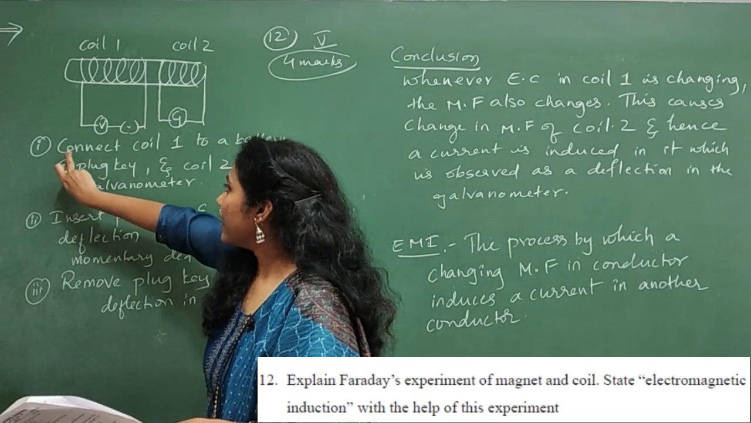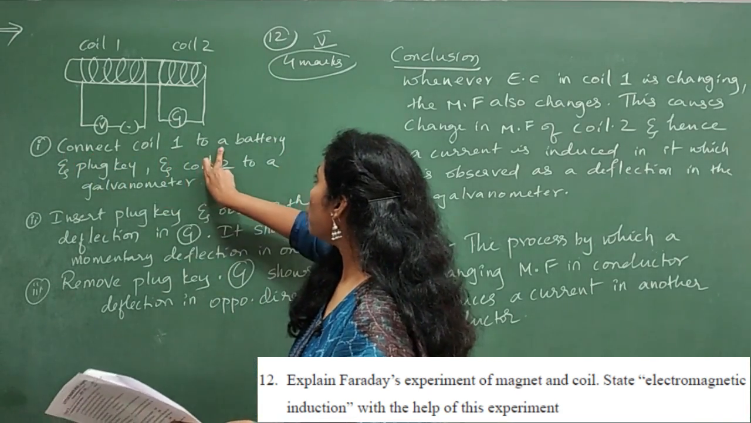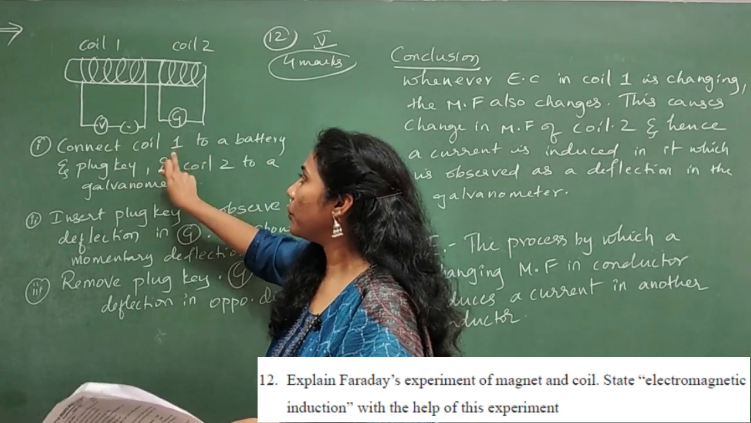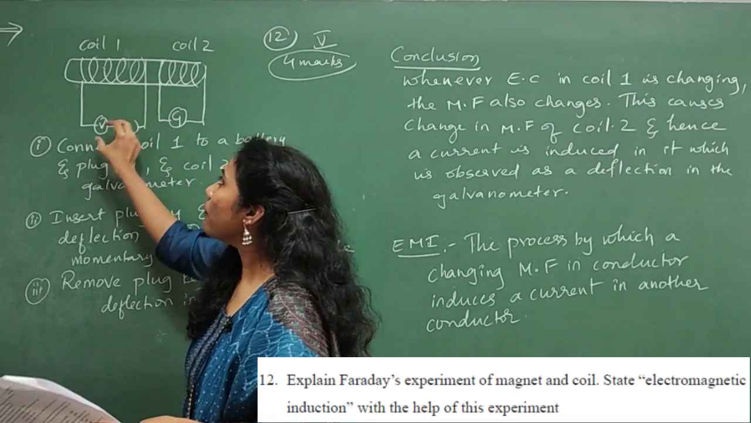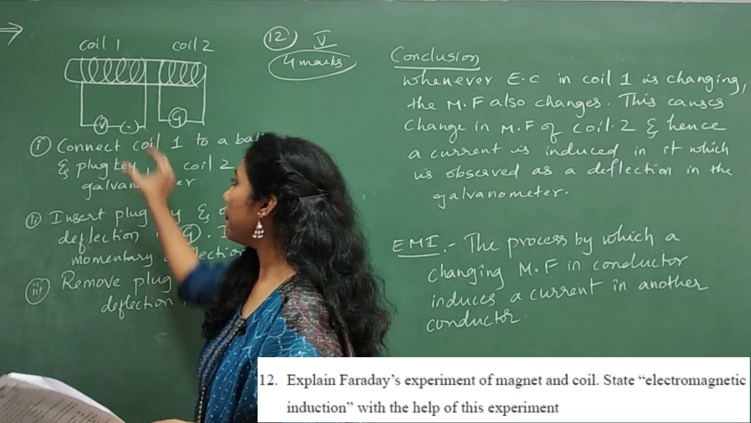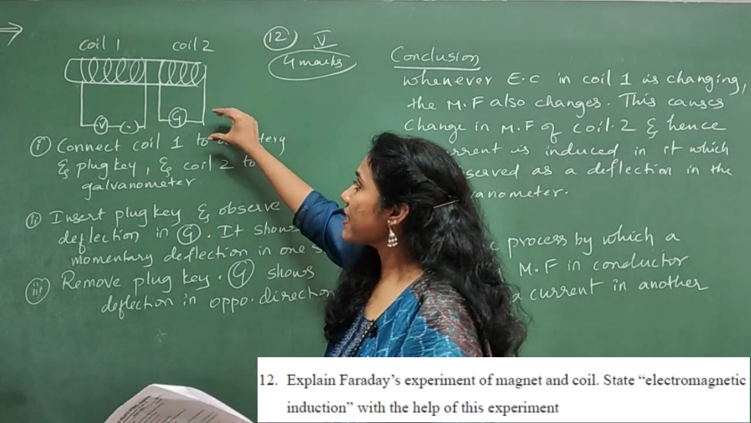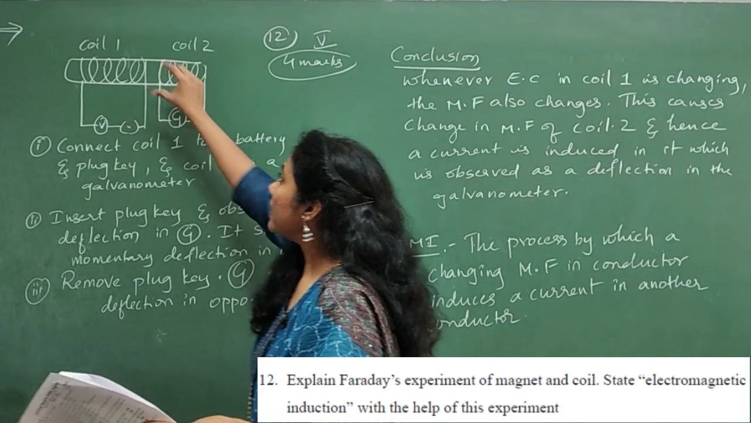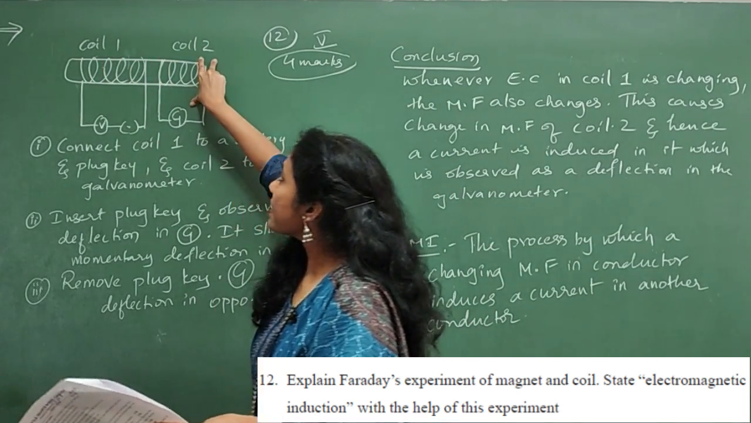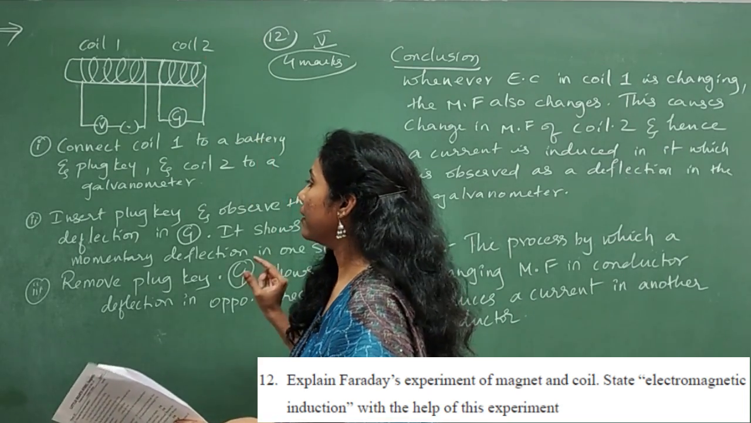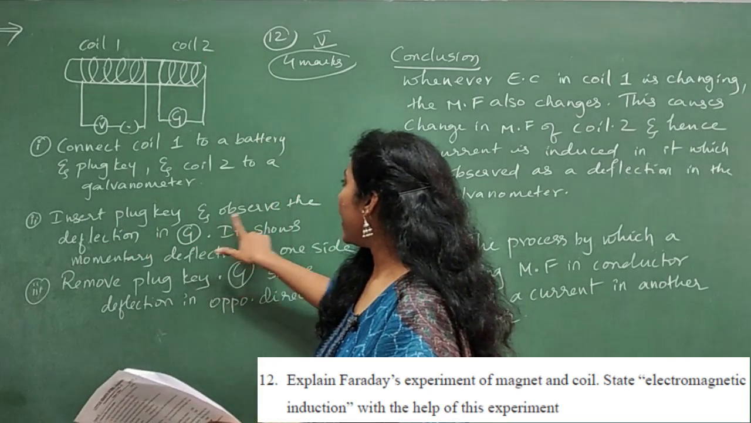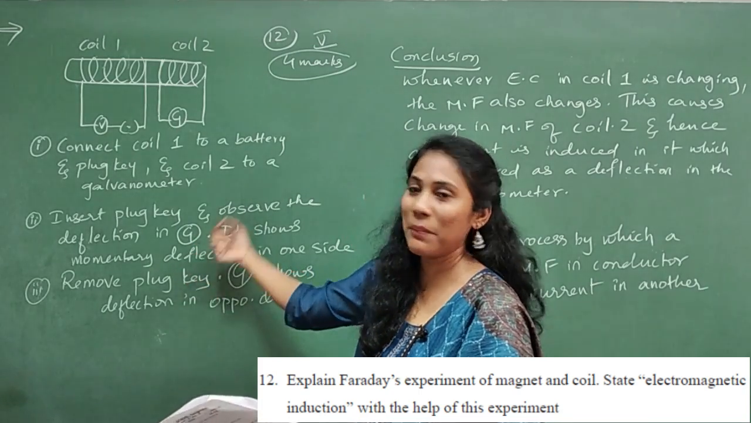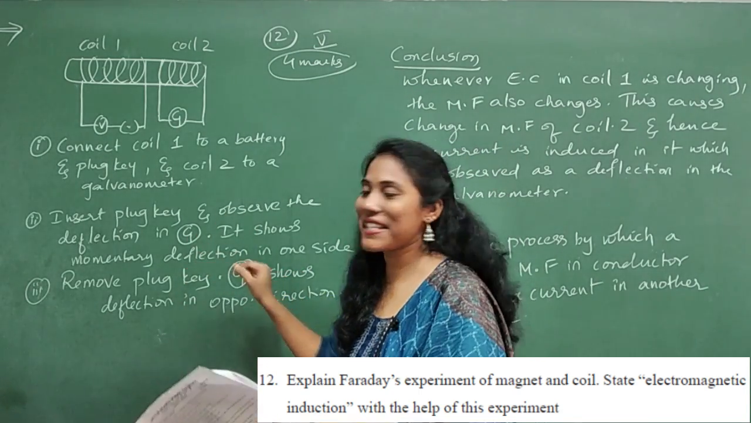So that is what I have written here. Connect coil 1 to a battery and a plug key and coil 2 to a galvanometer. So coil 1 will have battery and plug key, whereas coil 2 is connected to the galvanometer. Both are set side by side. Actually, this is called the primary coil and this is the secondary coil, right? Fine. Insert the plug key and observe the deflection in the galvanometer. Here I have used some short forms. G in the sense galvanometer.